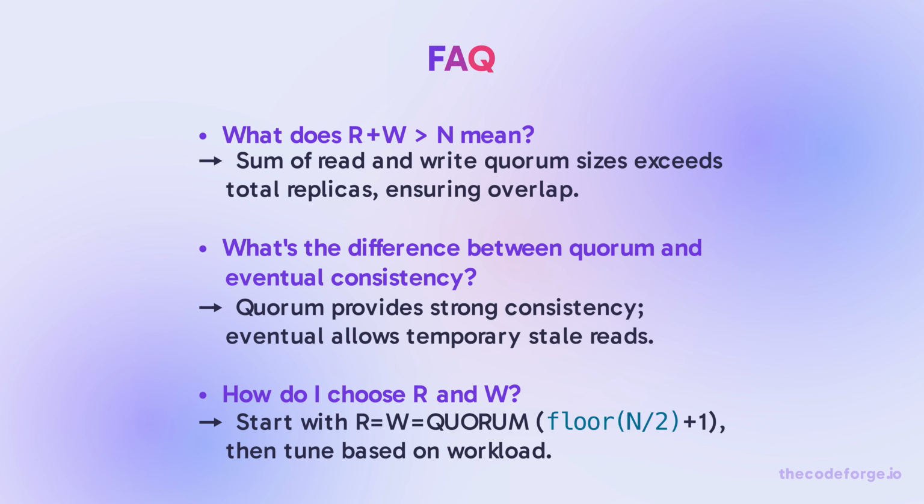What's the difference between quorum and eventual consistency? Quorum provides strong consistency. Eventual allows temporary stale reads. How do I choose R and W? Start with R equals W equals quorum, floor of n/2 plus 1, then tune based on workload.